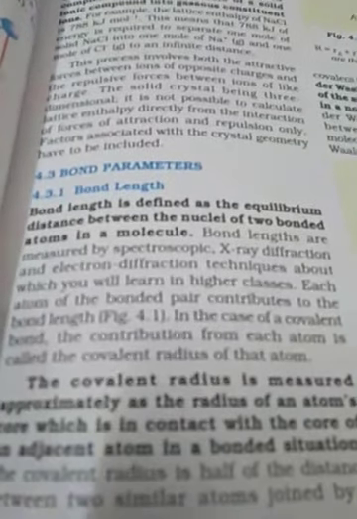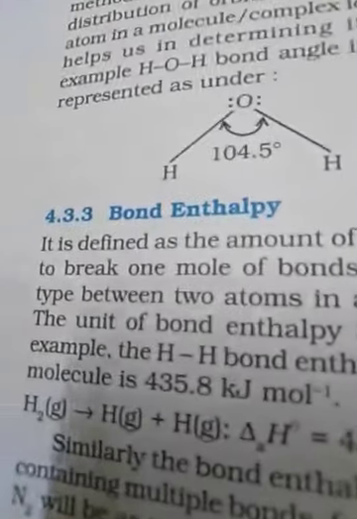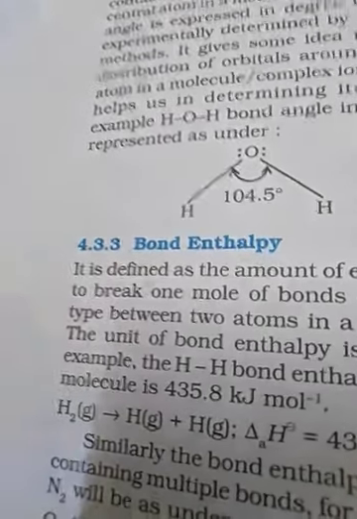I taught you bond length and bond angle. Okay. Today, our lesson number 4 with the topic 4.3.3 bond enthalpy. Today, we will cover bond enthalpy, bond order, then resonance structure, and polarity of bonds. Okay, so bond parameters 2 we have completed.